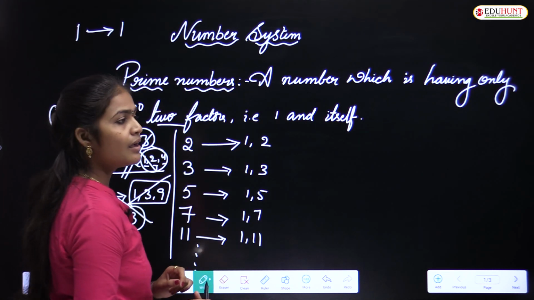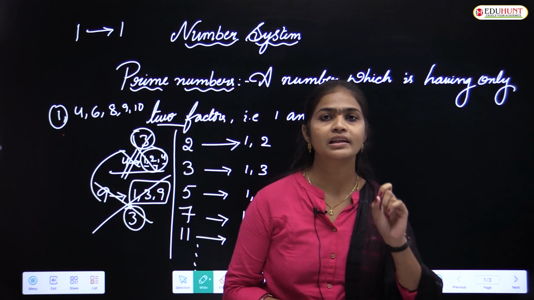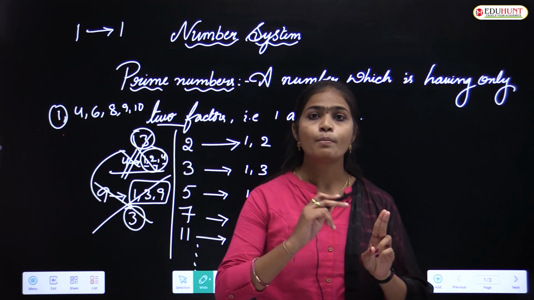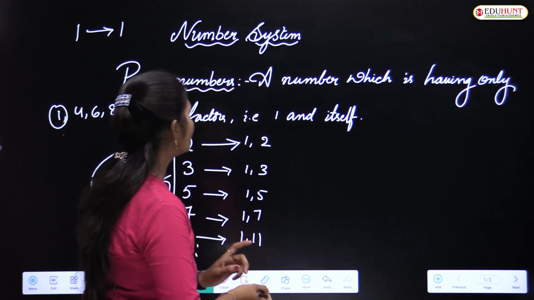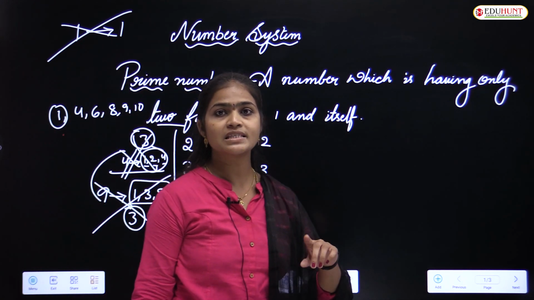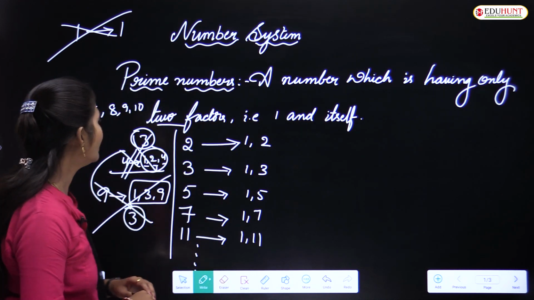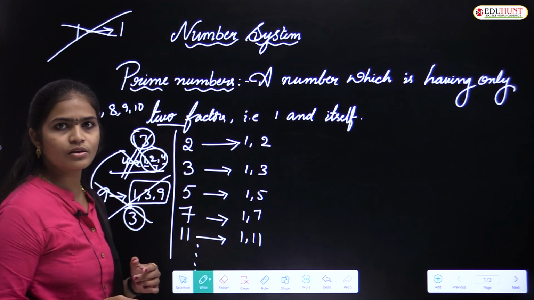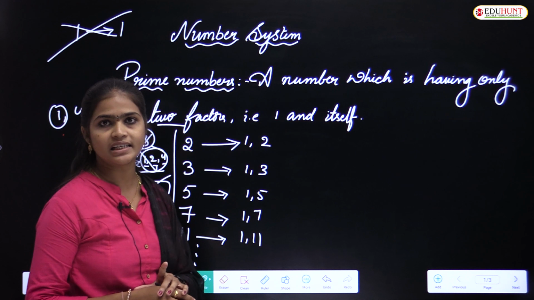So 1 has how many factors? Only 1 factor. But according to the definition of a prime number, the number should have only 2 factors, then we call it a prime number. If more than 2 factors are there, we call it a composite number. So 1 is neither prime nor composite, which means 1 is not a prime number and 1 is not a composite number. Why? Because 1 has only 1 factor, so the definition does not apply. That's why 1 is neither prime nor composite.